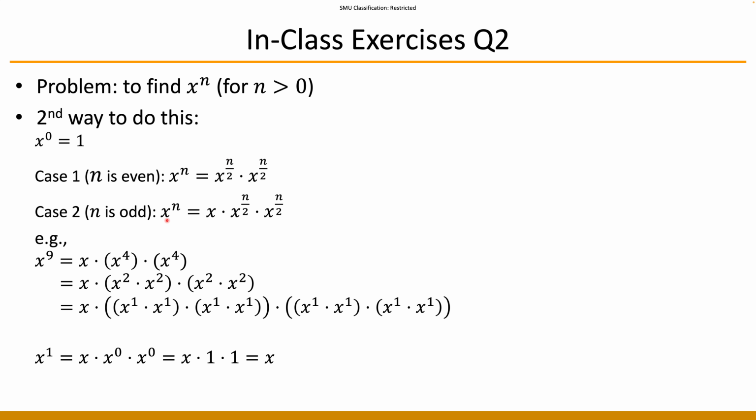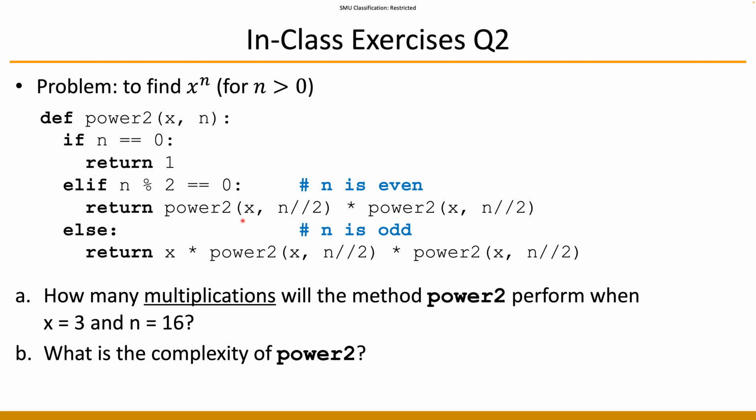And then if n is odd, then it's simply you have one additional x in front of this, right? So relatively simple decomposition, right? So based on this recursive relationship, we can actually write a very simple function over here. Use this very simple function to find out the number of multiplications of this power 2 function, and try to quantify the complexity of power 2. In another video, we'll come back with the solution.